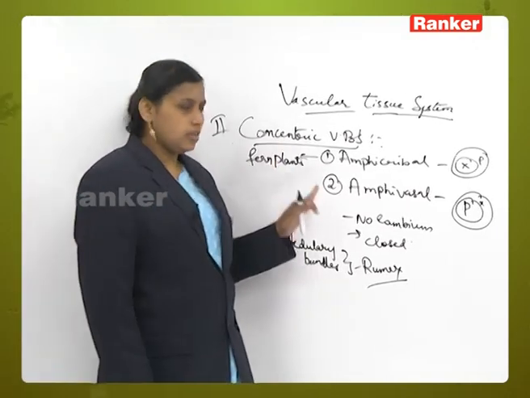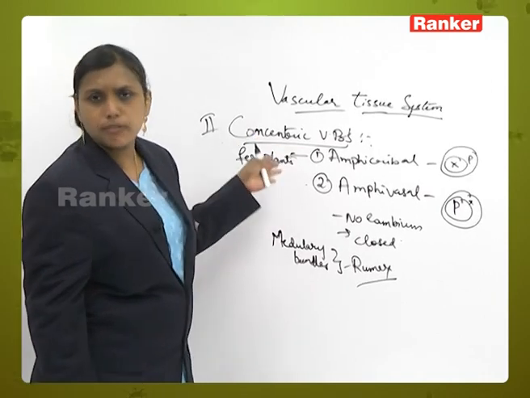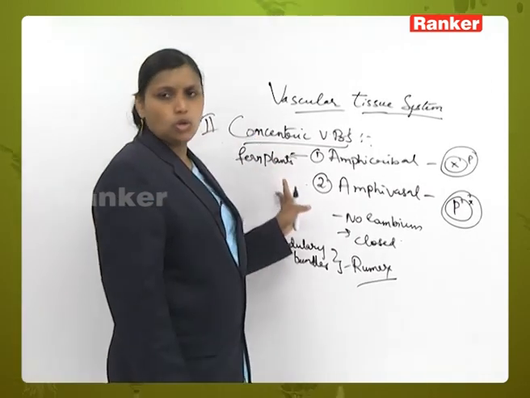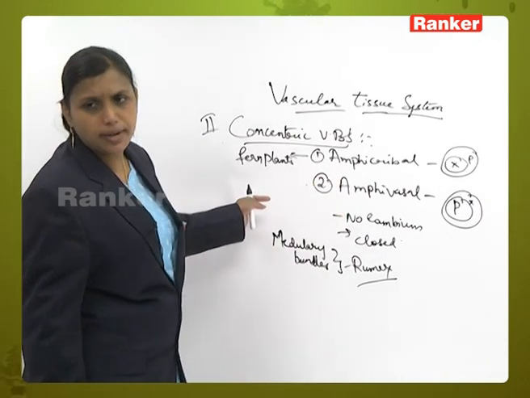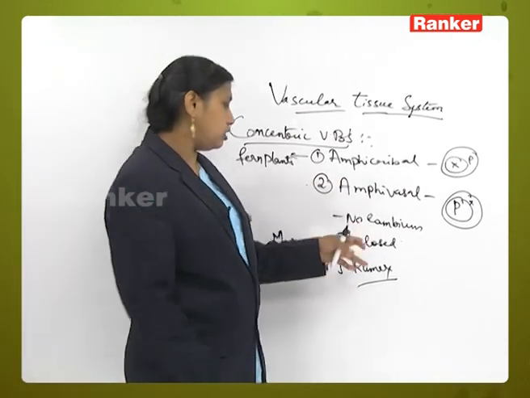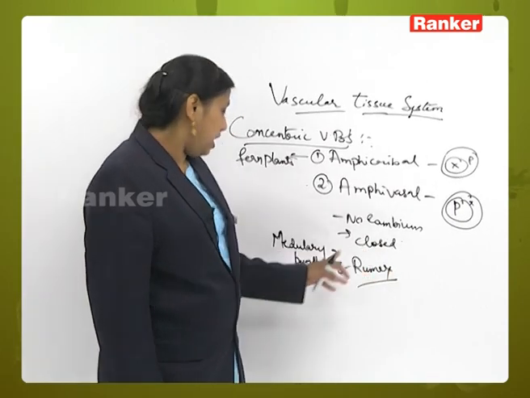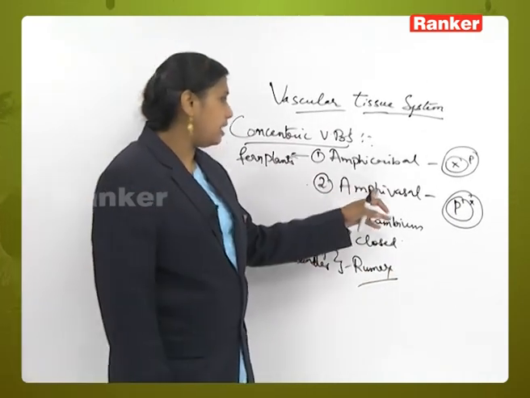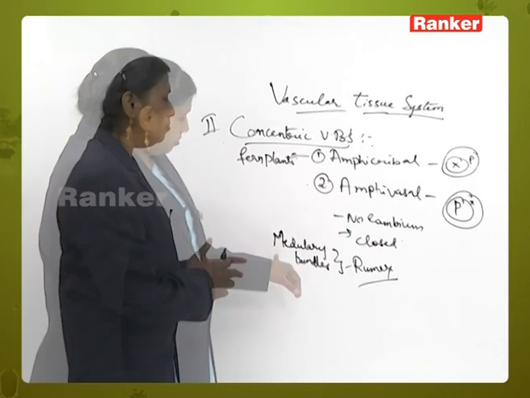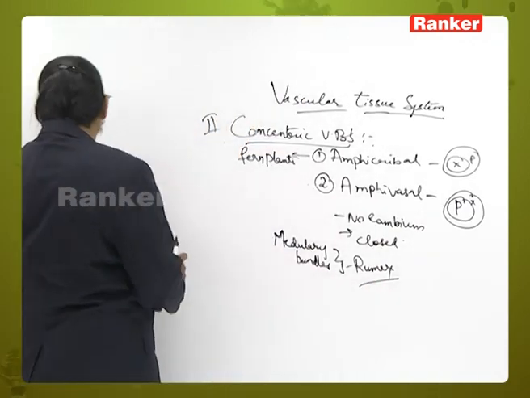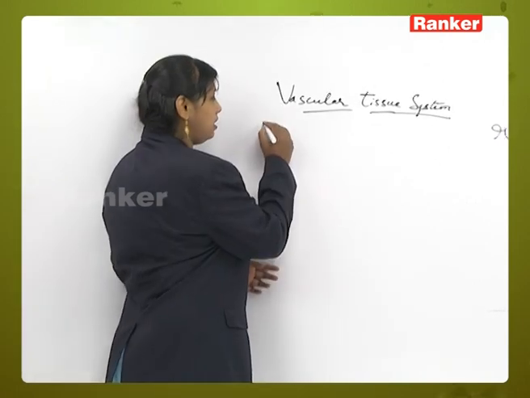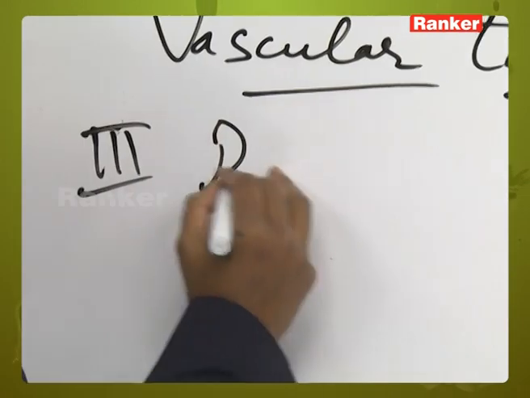As these types of vascular bundles do not show the presence of cambium, these are called closed type of vascular bundles. If cambium is present, they will be called open type. As there is no cambium, these are closed type of vascular bundles. And these amphivasal are very rare in occurrence, and these are seen in the form of medullary bundles. Example, Rumex.